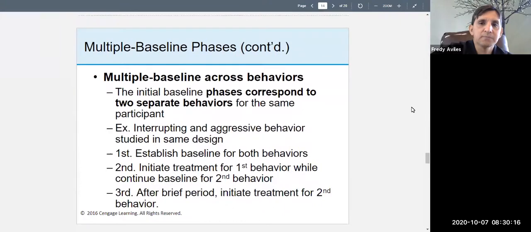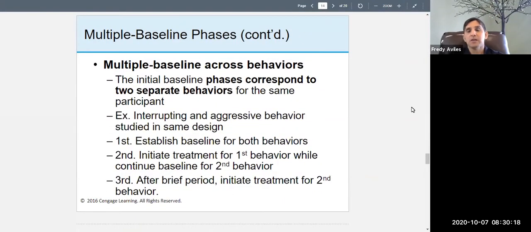Now, there's also multiple baselines across behaviors. With multiple baselines across behaviors, rather than using 2 participants, you use 1 participant, but you study more than 1 behavior. So the initial baseline phases correspond to 2 separate behaviors for the same participant. So you observe, let's say, interrupting, that's 1 behavior, and aggressive behavior in the same design. So first you establish the baseline for both behaviors.